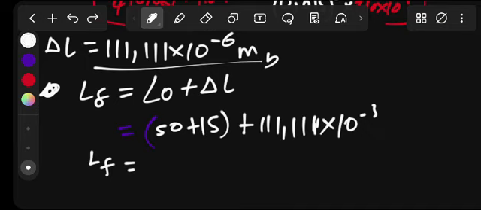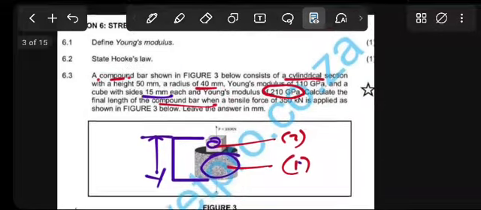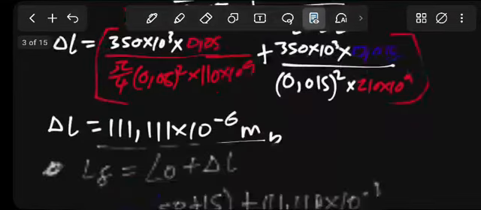So 50 plus 15 plus 111.111 times 10 to the power of minus 3. This will be 65.111 millimeter. So this is how you go about dealing with that.